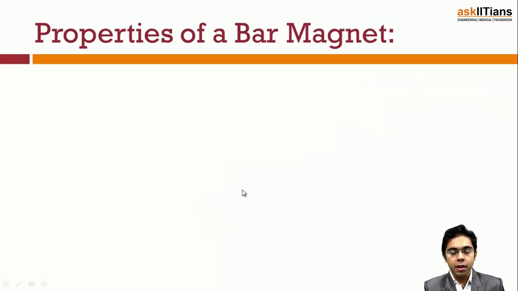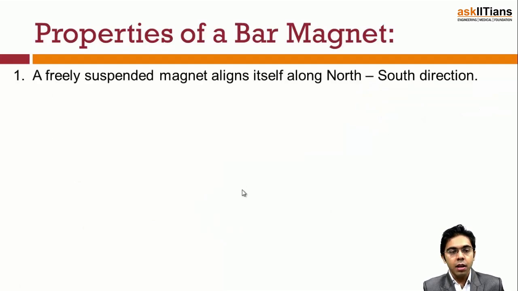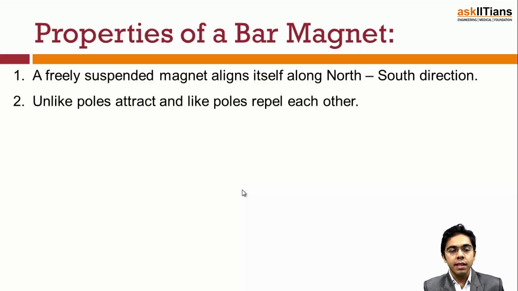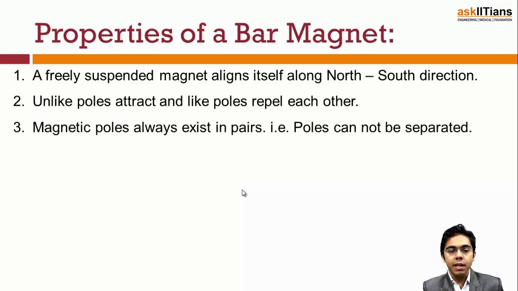Now let's proceed further. Now let's discuss the properties of the bar magnet. A freely suspended magnet aligns itself along the north-south direction. Okay, this we know. The next thing is that unlike poles attract and like poles repel each other. This we have already discussed in the introduction part. Second thing, magnetic poles always exist in pairs. Poles cannot be separated. Although this is not a new thing, this was already discussed in the introduction part, where it was treated as isolated monopoles do not exist. So this is the same thing.